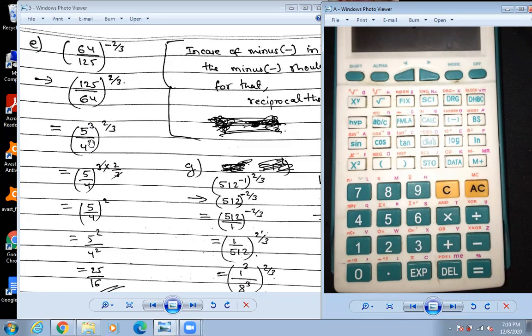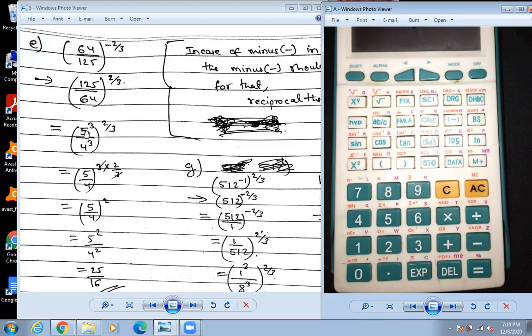Okay, now this cube here is also a cube. So what you need to do? You need to take this cube as common, your cube like common line. So when you take this cube as common, it becomes like this, 5 by 4. Then it becomes cube. So this 3 will be common, into 2 by 3.